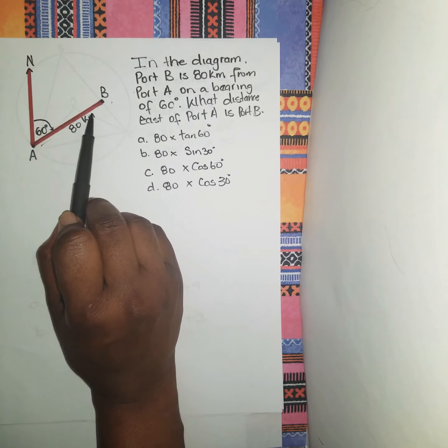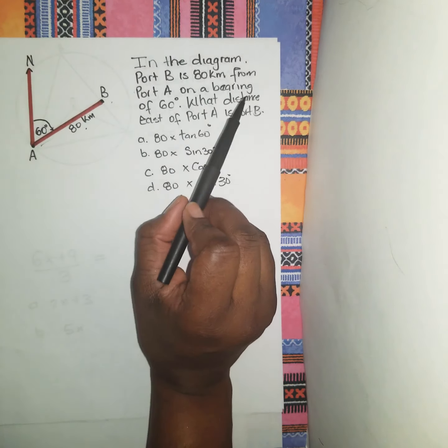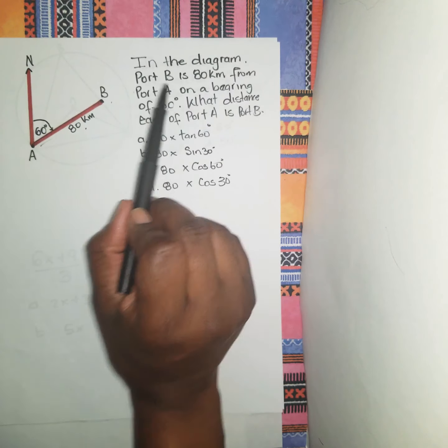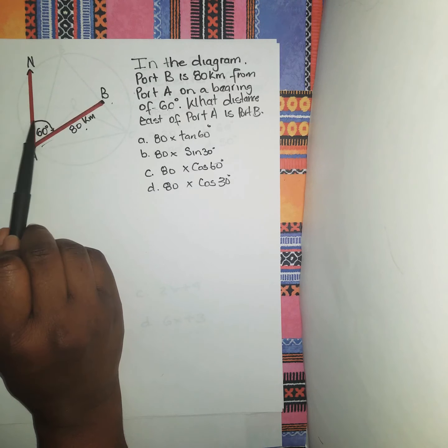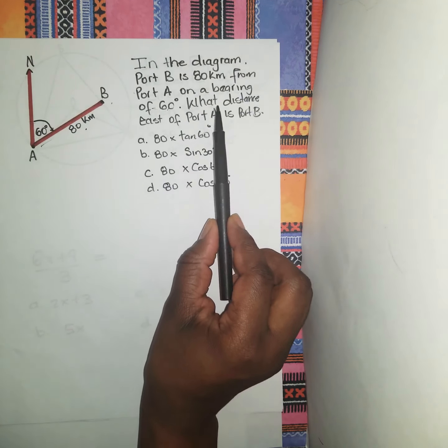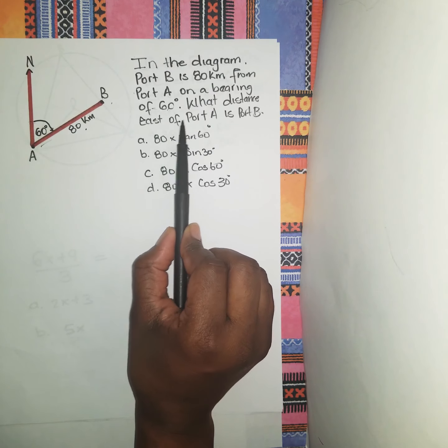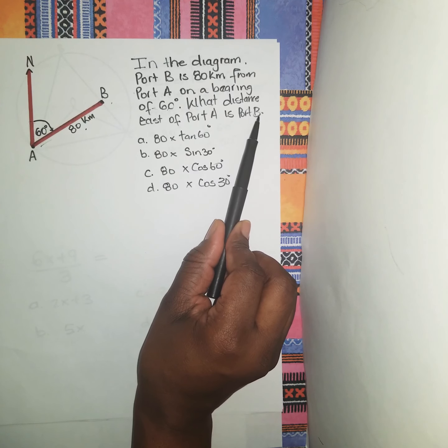So the first question from the multiple choice series is, in the diagram below, port B is 80 kilometers from port A on a bearing of 60 degrees. Bearing is a distance from the north line in a clockwise direction. So what distance east of port A is port B? This question is basically asking you to apply trigonometry to bearings.